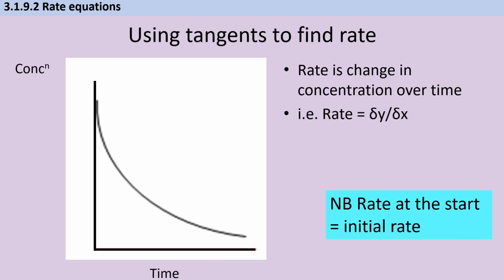These graphs are concentration time graphs, and they're going to be for a reactant because the concentration is decreasing. They tell us how the concentration is changing over the time. So in order to work out what the gradient at a particular point is, we need to draw tangents like this.